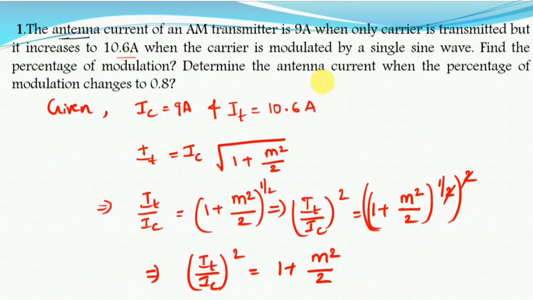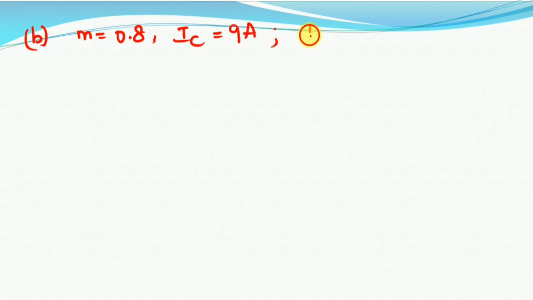So here we have to find the antenna current, nothing but the transmitted current when the percentage of modulation changes to 0.8. Since we know that even if the modulation value changes, there is no change in the carrier current. So here they have given the value of m as 0.8 and IC as 9 amperes. By using this formula, we can easily obtain the value of antenna current. Now let us solve this. So for the B problem, they have given the m value as 0.8 and they have given the IC value, that is carrier current, as 9 amperes. We have to find the transmitted current or antenna current.